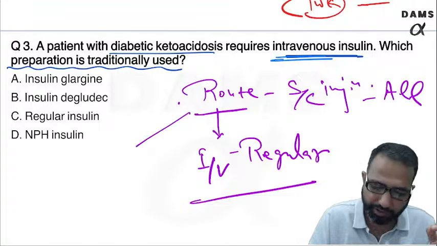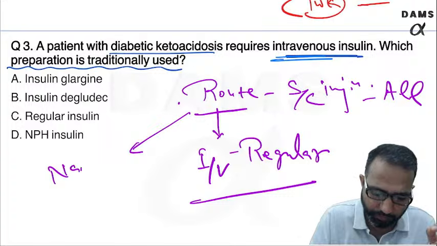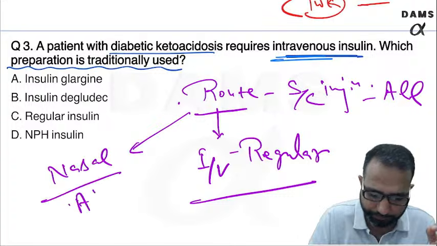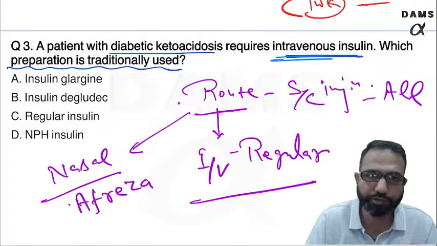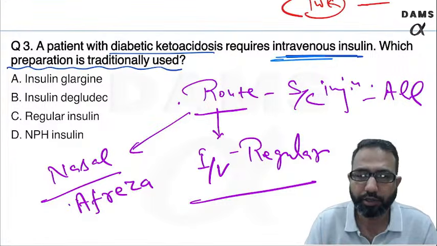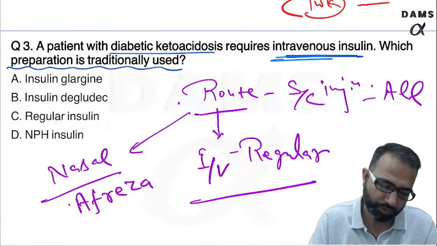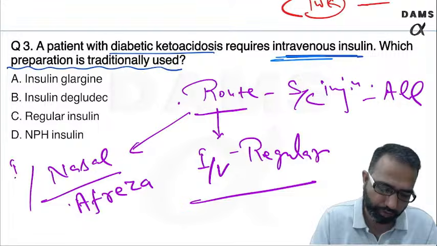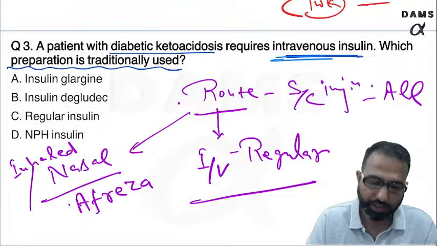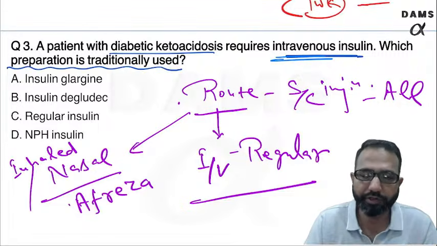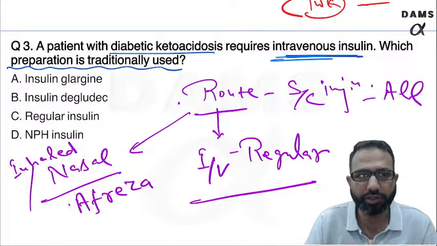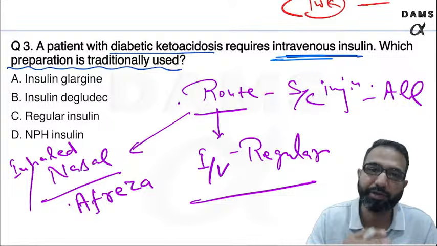Also nowadays we have the nasal or inhaled insulin, that is Afrezza. In the past one more insulin was there, that is Exubera, but that is not used because of pulmonary fibrosis. But Afrezza has been approved as inhaled insulin. So if they ask you which is the inhaled or nasal insulin, you can go with Afrezza. But if you ask me IV insulin, then it is the regular. Subcutaneously, all these insulins can be given except Afrezza.